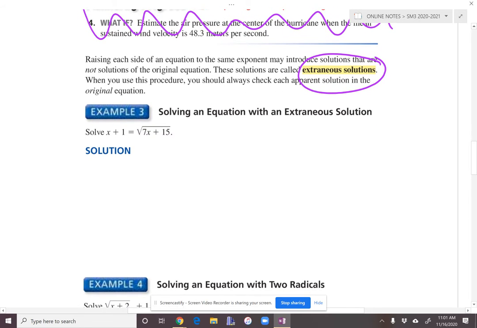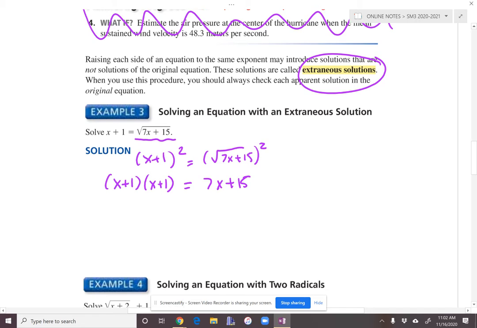So it says solving the equation with extraneous solutions. So we're looking at this. If you have, first step says get the root by itself. Well, the root already is by itself. So then it says raise each side to the power. So we're going to have x plus 1 squared equals the root of 7x plus 15 squared. And this is where you have to be careful. This means x plus 1 times x plus 1 equals 7x plus 15.